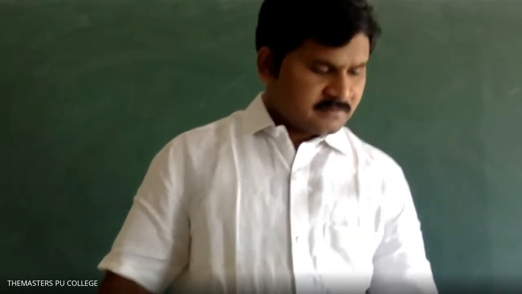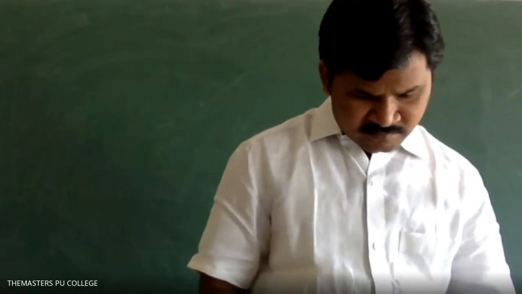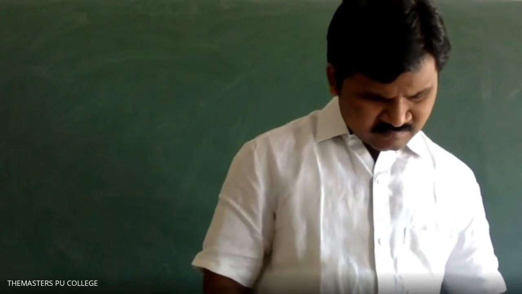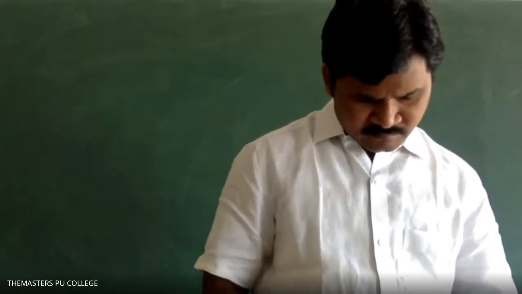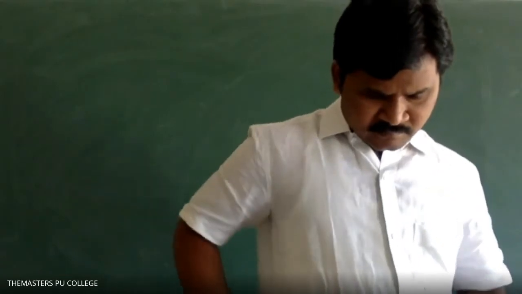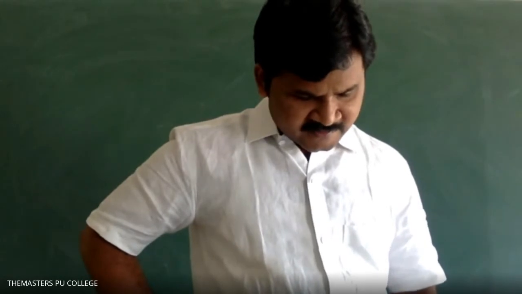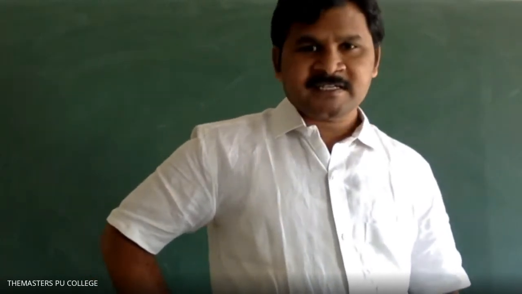Homework. What is that? I know the answer for that question. 8.96 into 10 to the power minus 7 meters, sir. 8.967 into 10 power minus 7 meters in scientific notation. What is it in angstroms?